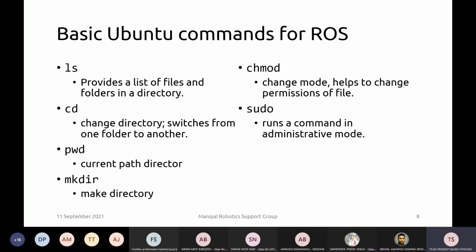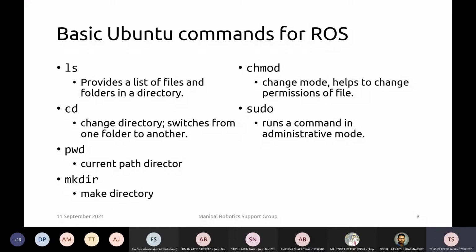So these are the very basic commands which you would need for ROS. So the first one is ls. It stands for list, provides a list of files and folders in a directory. In the terminal, if you type ls, you will get all the files and folders in your current path. Got it?